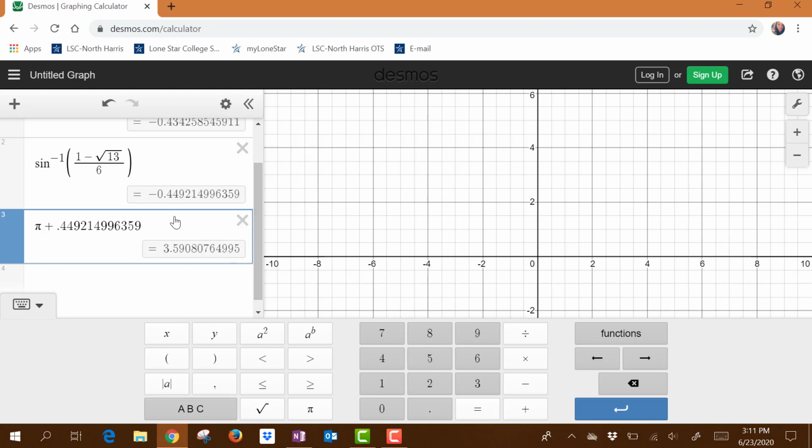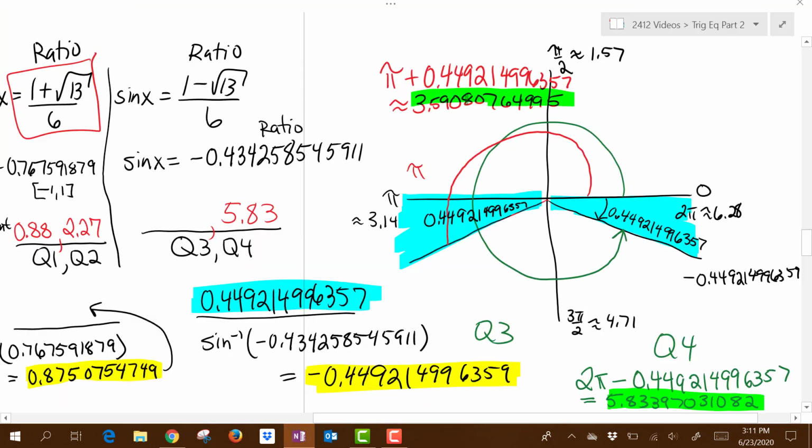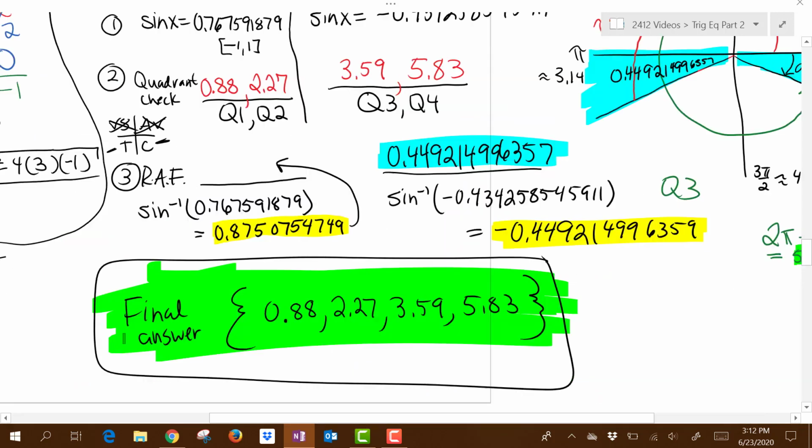So I'm going to copy that into our notes. Here's what I got from my calculator, and I'm going to round my final answer to the nearest 2 decimal places. That gives me 3.59 for that quadrant 3 solution. So our final answer here is the 0.88, the 2.27, the 3.59, and the 5.83 that we got from all four of those quadrants.